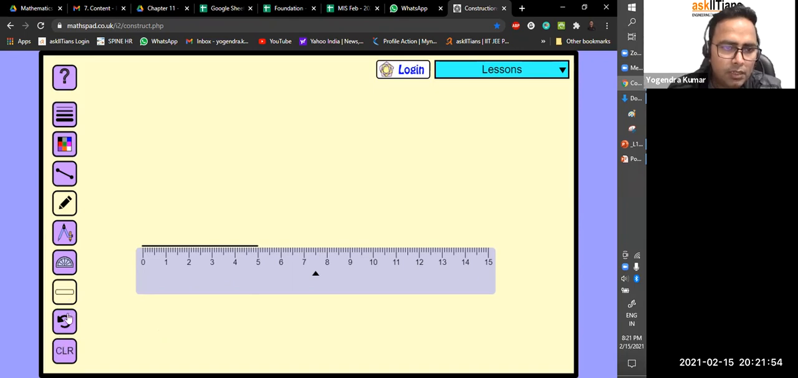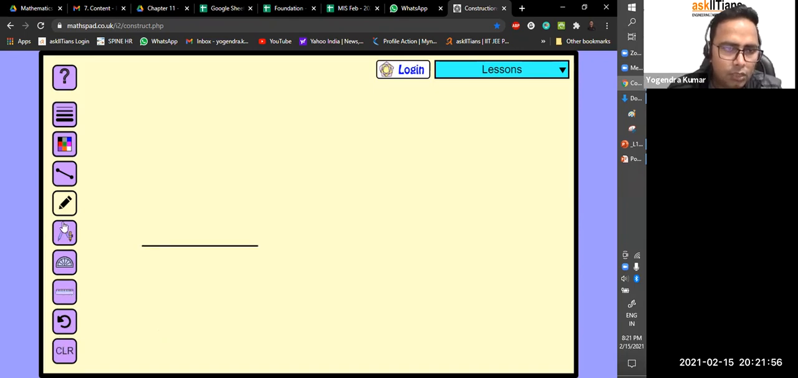Now I want to make another line segment, some acute angle, like this. I want to make a ray here. So this is my line segment. You can see A, B here, which is 5 centimeter.